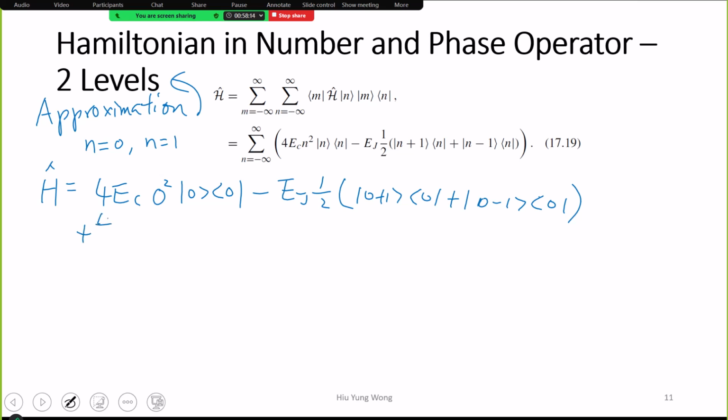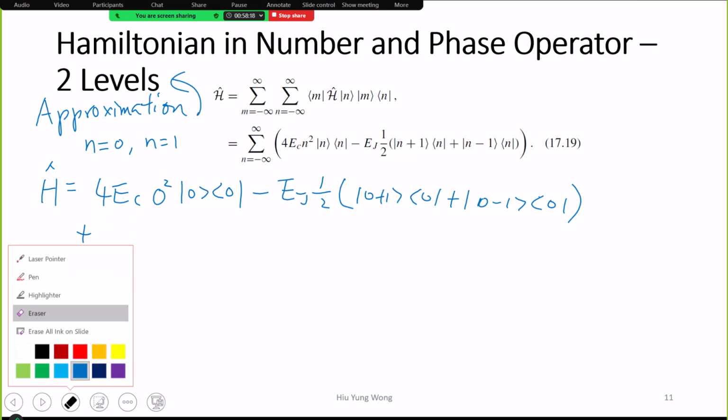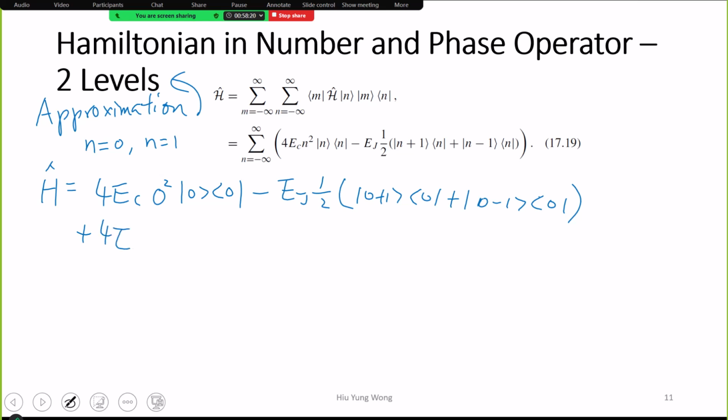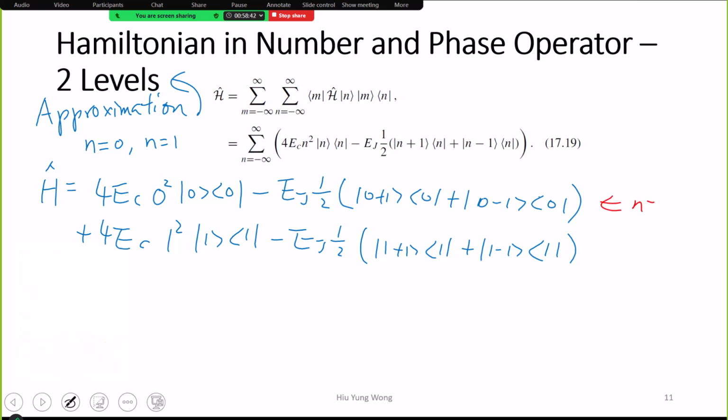Then I need to sum the second term, 4EC, 1 squared, because now n equal to 1, |1⟩⟨1|, minus EJ over 2, |1⟩⟨2| plus |1⟩⟨0|, right? So here, let me mention this is n equal to 0, n equal to 1.